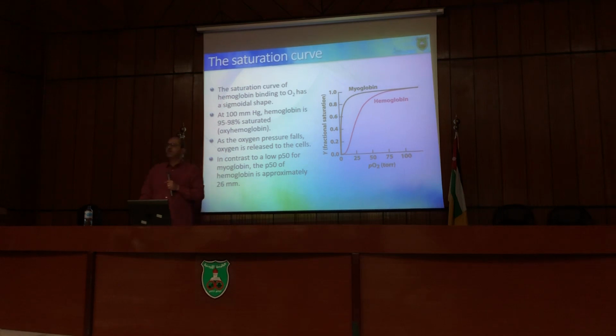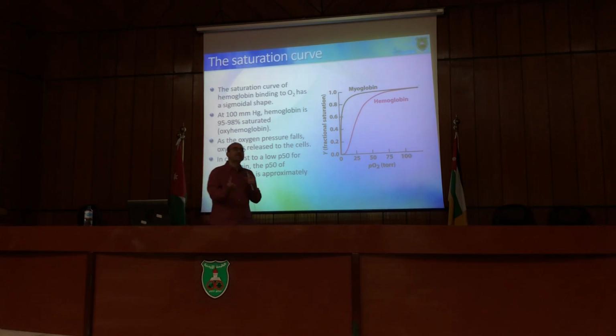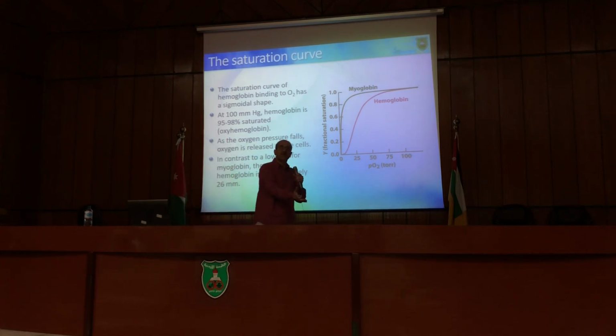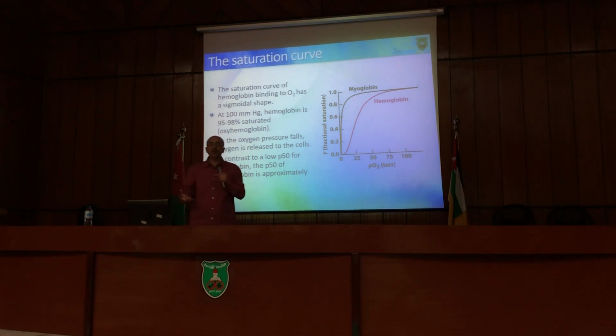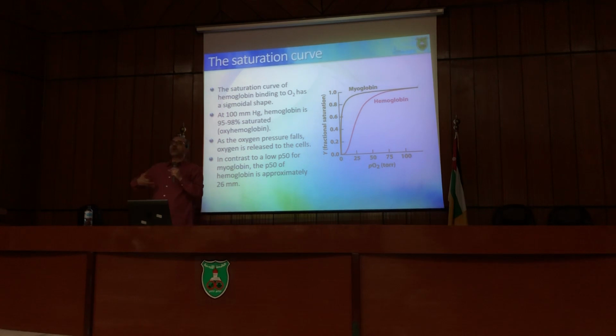Which is different than myoglobin, right? We said that for myoglobin it's about 2 torr, which means that at a lower level of oxygen, 50% of myoglobin is saturated versus hemoglobin. In order to saturate 50% of hemoglobin, you need more oxygen. Why? Because it has lower affinity. Okay? So that's basically what it means.